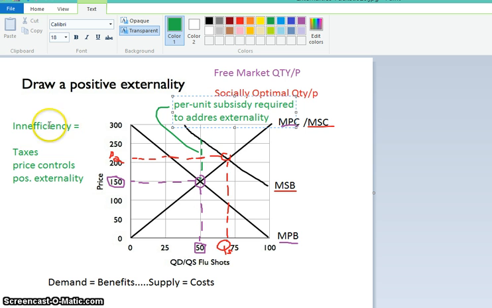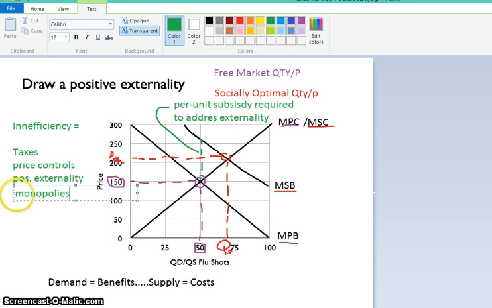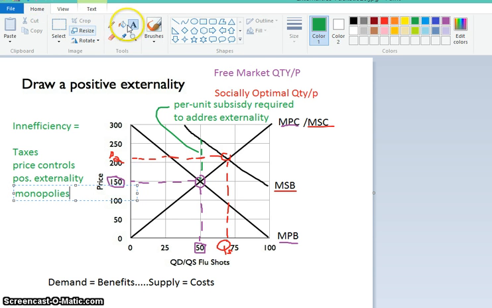Well, if I return to this idea of inefficiency, what do I get when I have taxes, price controls, positive externality, monopolies? What do all of these things have in common with their graphs? They all have dead weight loss, right? So where is the dead weight loss? So if this is the efficient point here, I should produce QS, but I only produce back here at 50. Well, it means it has to be between these 2 points.